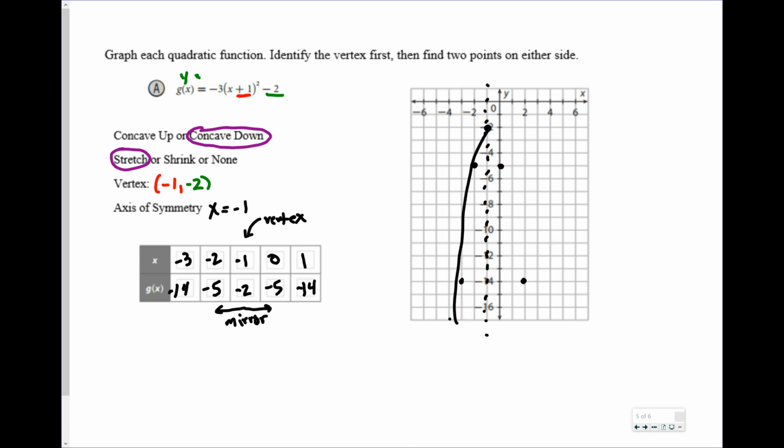And additionally, I know I've got a point right here because they reflect each other across the axis, and then I can just connect my points. I mean, that's supposed to go through there. I didn't draw that very well. Okay, so that's my parabola. It's concave down. It is a stretch. I have my 5 points to plot my graph.